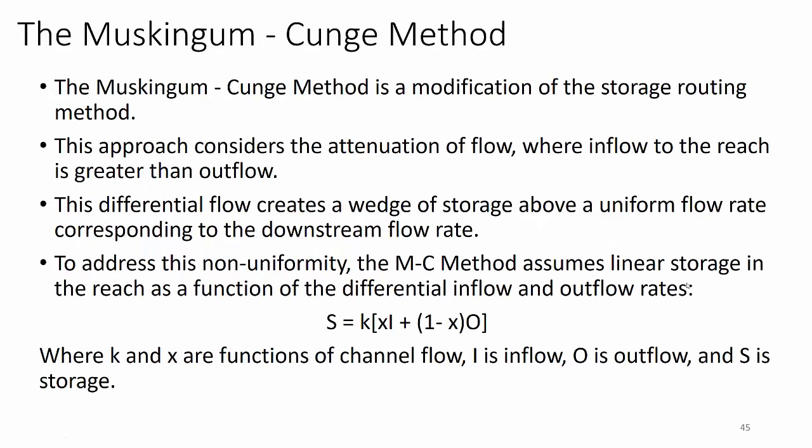The Muskingum Cunge method is a modification of the storage routing method. It considers the attenuation of flow where inflow to reach is greater than outflow. The differential flow creates a wedge of storage above a uniform flow rate corresponding to the downstream flow rate. This is for channels, not for reservoirs. To address this non-uniformity, it uses a linear storage assumption, basically taking the downstream and upstream gradients and making a linear assumption about storage through the system. And then it interpolates or integrates that to a middle point through the reach.